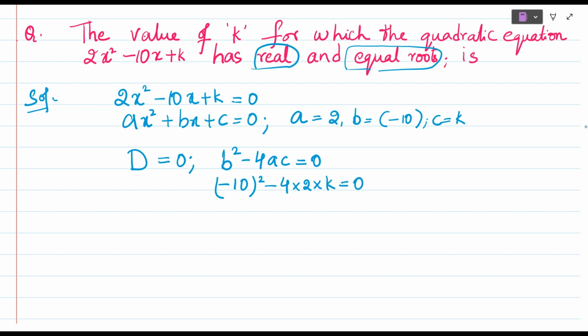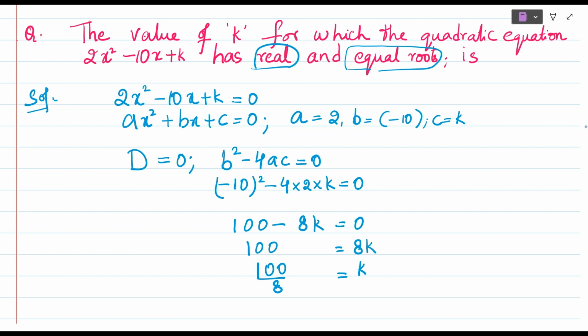So minus 10 whole square is 100, students. So 4 into 2 is 8k, that is equal to 0. Now transpose minus 8k towards the RHS side. It will become plus 8k. Means 0 plus 8k gives 8k. So transpose 8 here: 100 divided by 8 is equal to k. Understood?